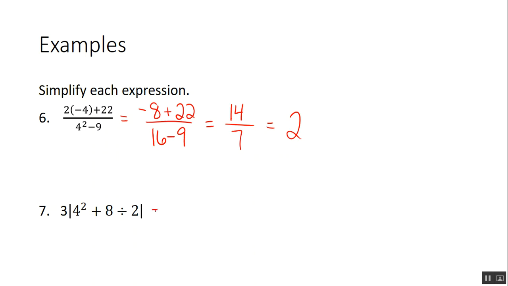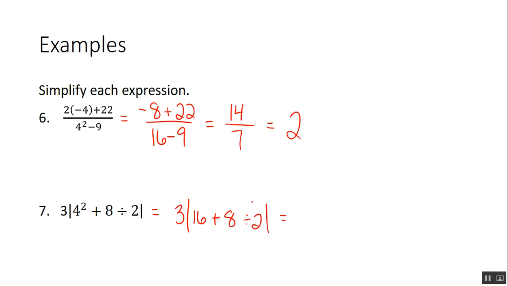Number 7. So we have absolute value. Recognize this is not a bracket or a parenthesis. This is absolute value, which means we do need to take care of what's inside this absolute value. It is considered a grouping symbol. So inside the absolute value, we have exponents, addition, and division. We're going to do the exponent first. So that's 16 plus 8 divided by 2.